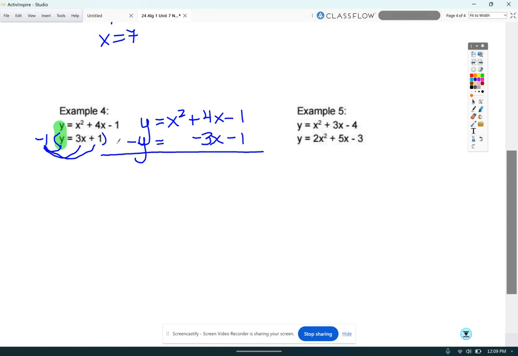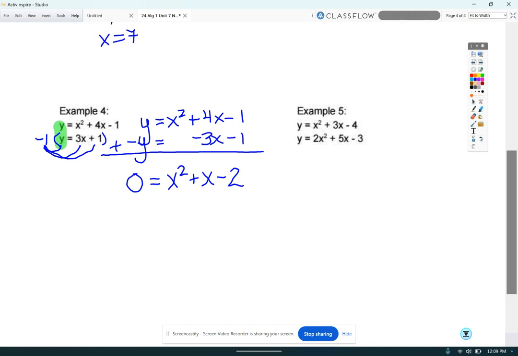Now I'm going to add those two equations together. Y and negative y drop out, so that makes a 0. X squared doesn't add to anything because it's the only one that has a squared on it. 4x minus 3x becomes just 1x, or x, and negative 1 and negative 1 combine to give me negative 2.